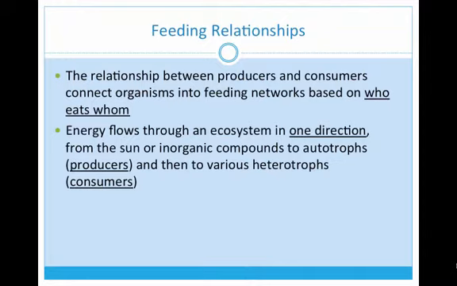The relationships between producers and consumers connect organisms into these networks based on who is eating whom. Energy flows through an ecosystem in only one direction, from the sun to the autotrophs or producers, and then to the heterotroph or consumer. The energy from the heterotroph or consumer never goes back to the sun. It only flows in one direction.